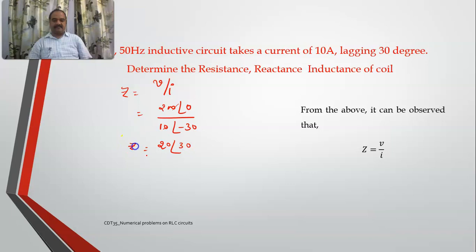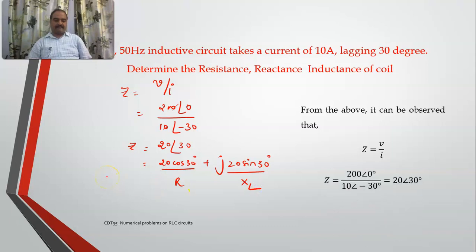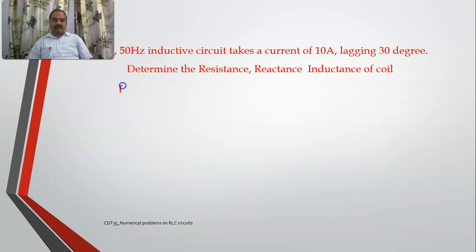This is your Z. If I write it in rectangular form, this will become 20 cos 30 degrees plus j 20 sin 30 degrees. So this is your R, this is your XL. Now your R is 17.32 and your XL is 10 ohms.